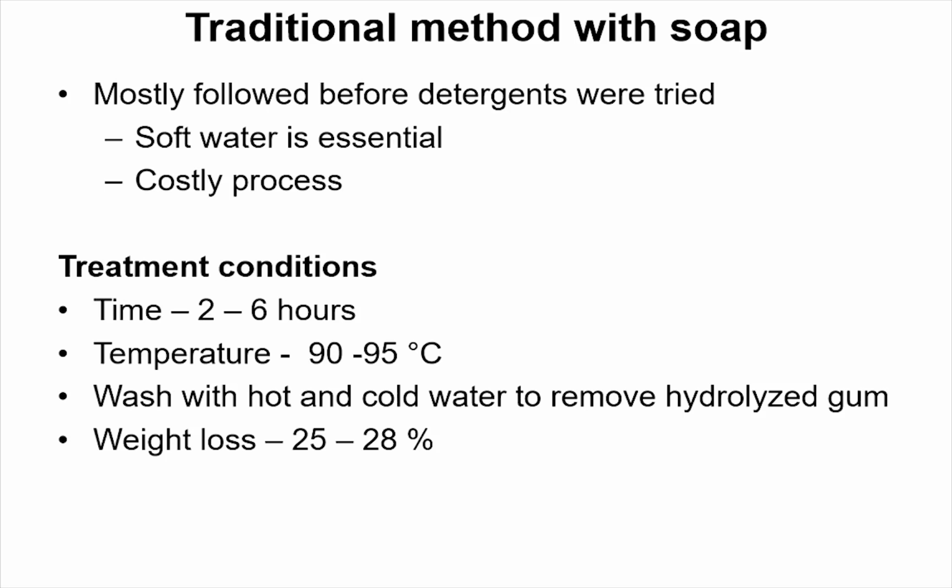Normally 3 to 5 gpl of natural soap, that is Marseille soap, is used for this purpose at 90 to 95 degrees Celsius for 2 to 6 hours. After this process you have to give a hot wash and a cold wash and then dry, or it will be passed to the next process.